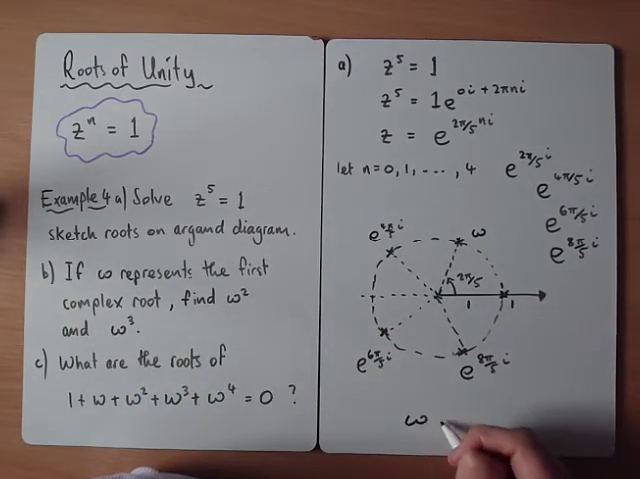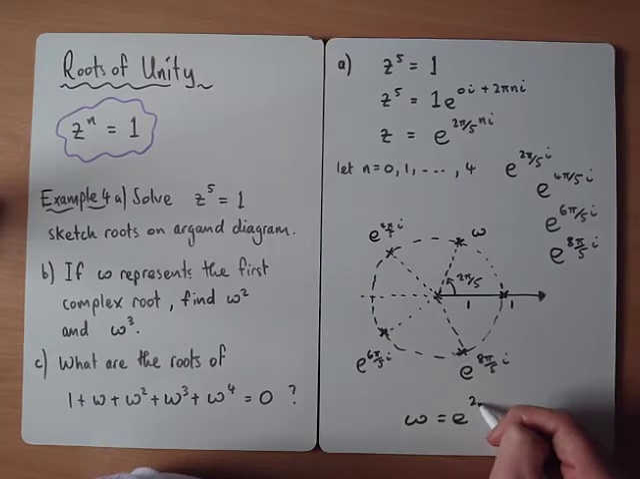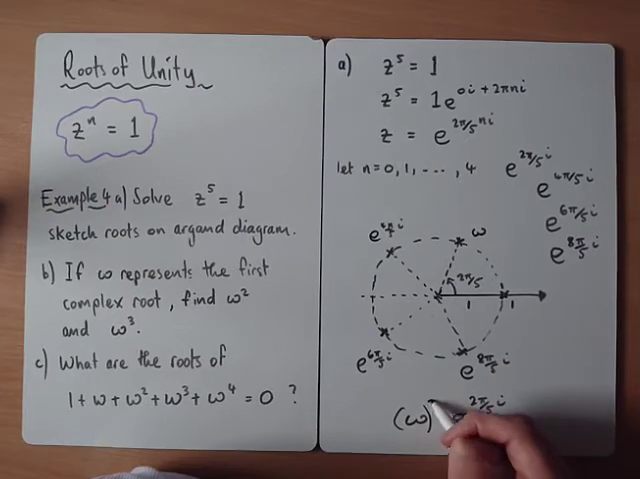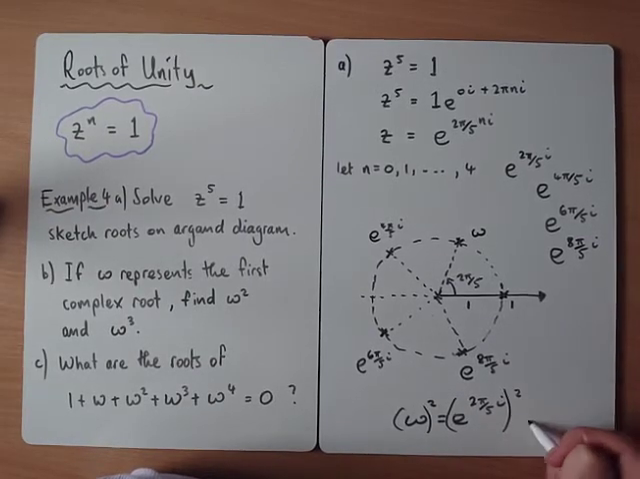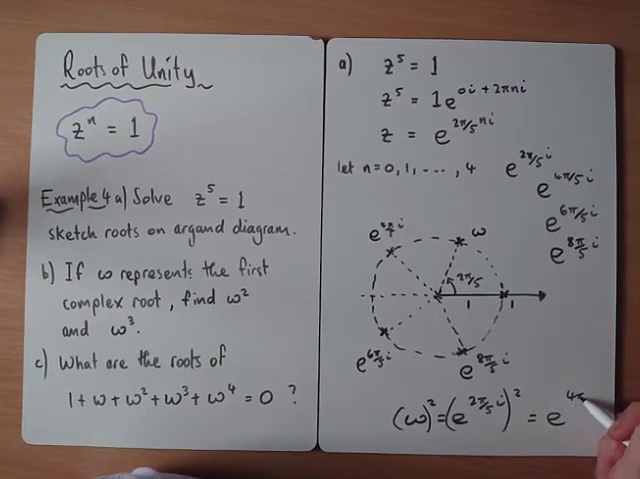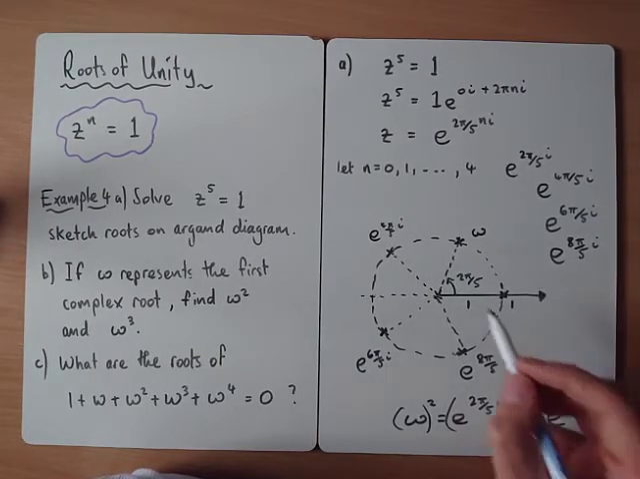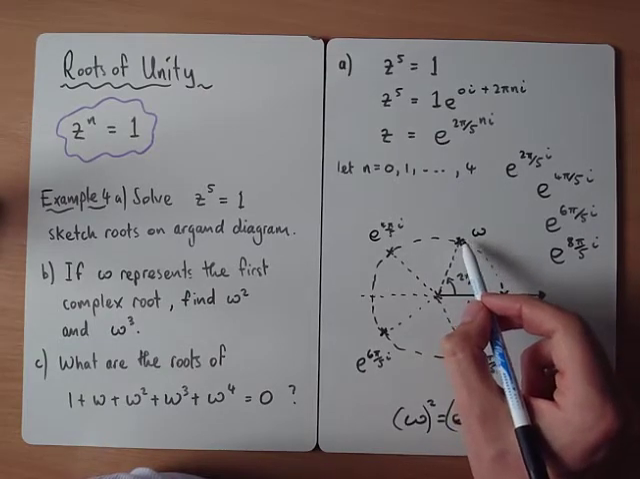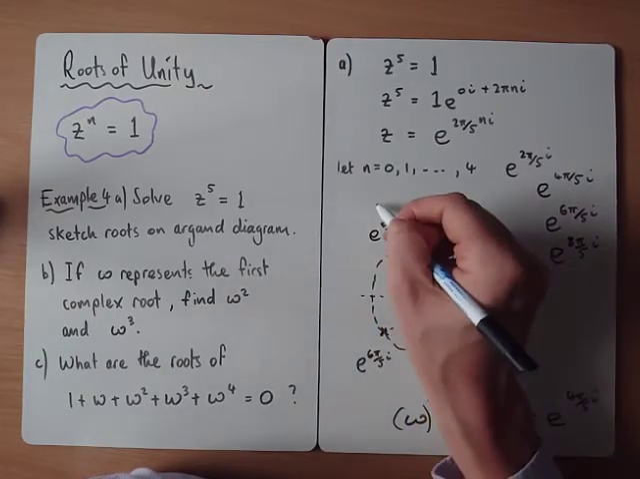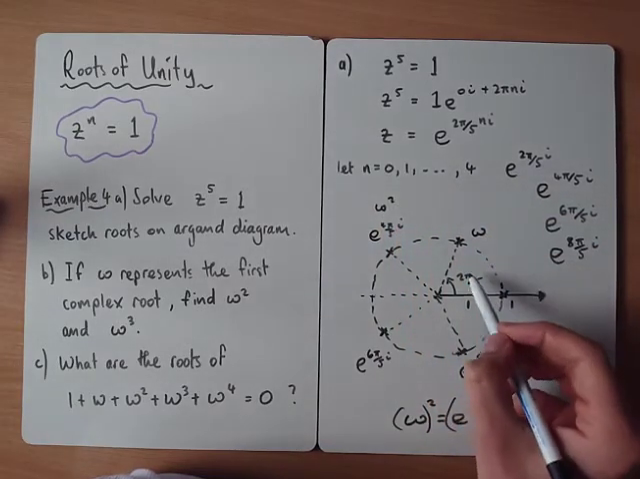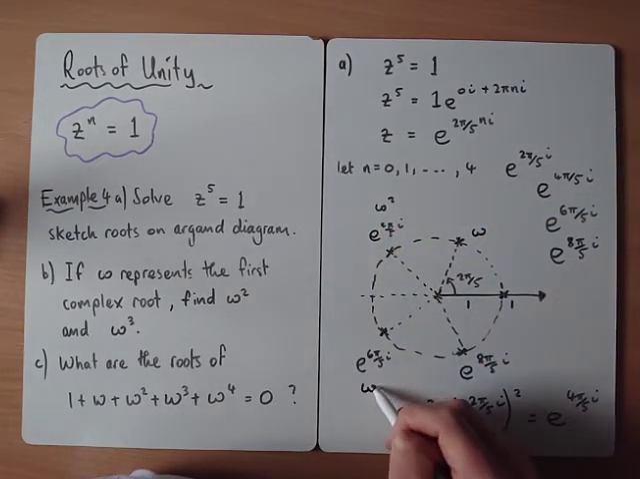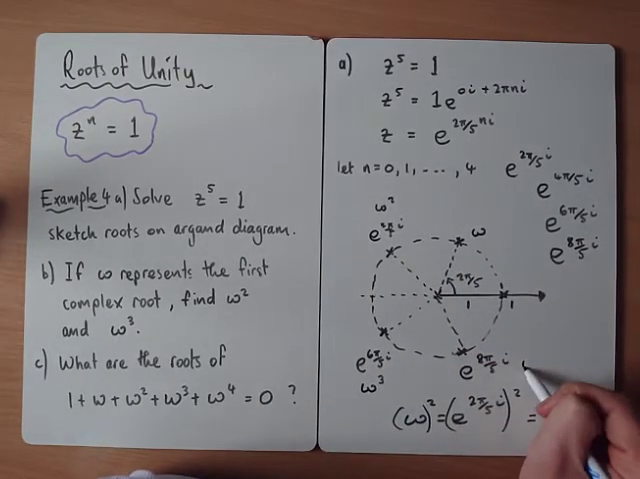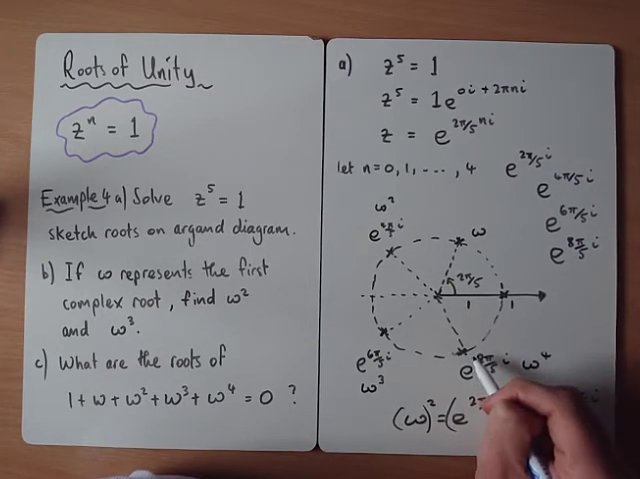So if I say omega equals e to the 2 pi over 5 i, can we see that omega squared, if we square this, would be the same as e to the 4 pi over 5 i? In other words, there's our first complex root, we call omega. The next root here would be omega squared. And if we cube it, we'd get to this one, which would be omega cubed. And if we raise it to the power 4, we'd be here. So this would be omega to the power 4.